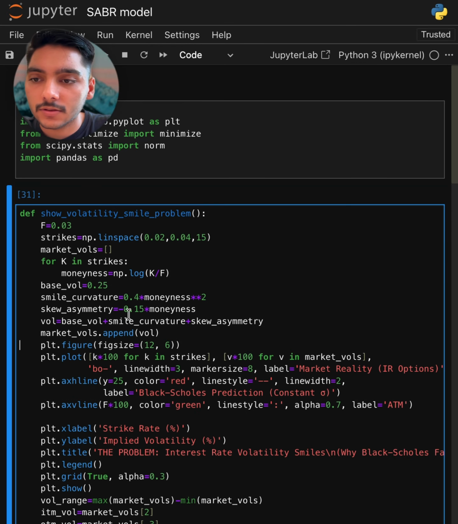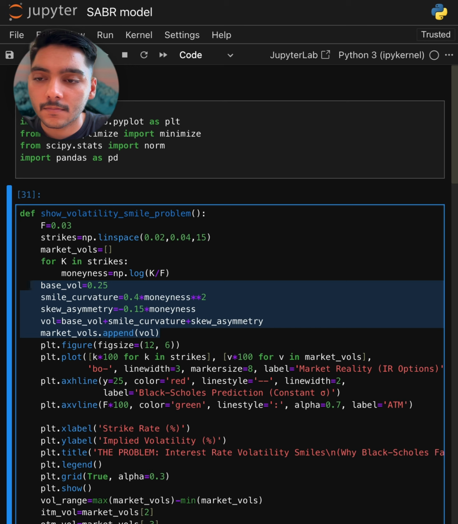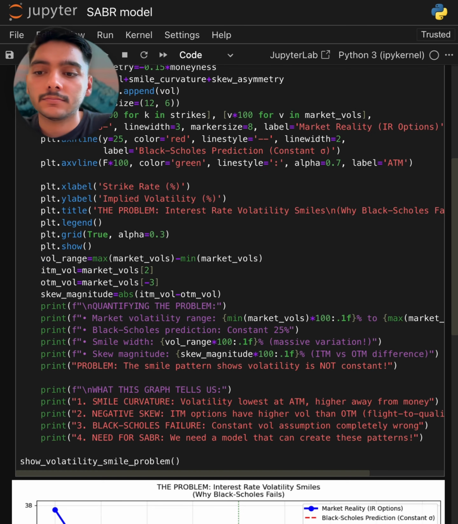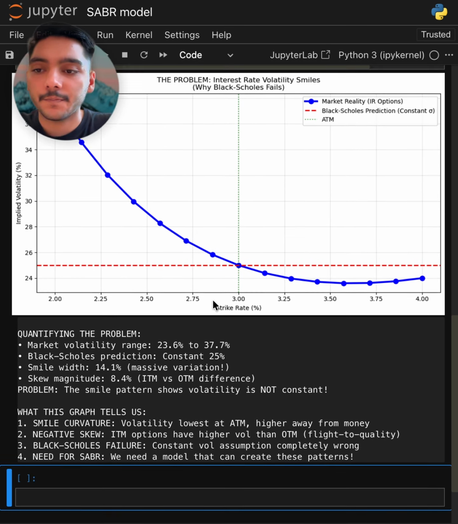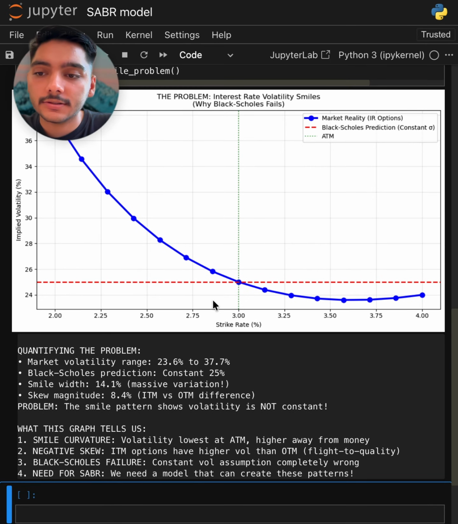So okay, I committed an error here. So now it's working. So we can quantify the problem.